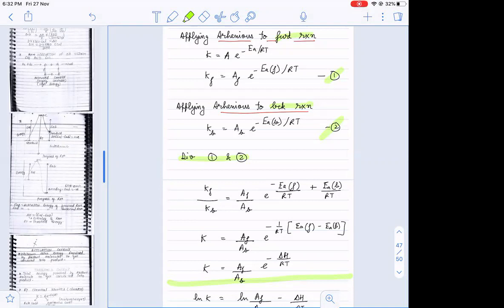Please let me know if you are not understanding any of the steps. See, these derivations are important because they tell you how to maneuver a particular question. Although derivations will not be asked anywhere, still you should know how we are getting K. What is K? K is basically KF by KB. Small stuff like that.